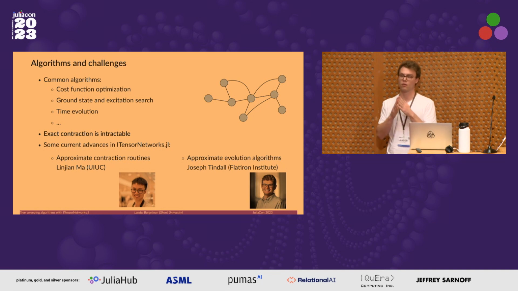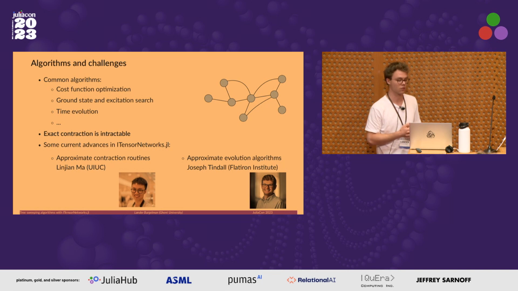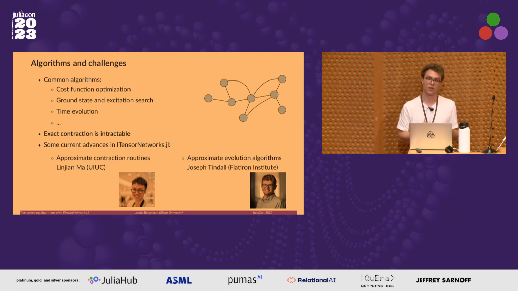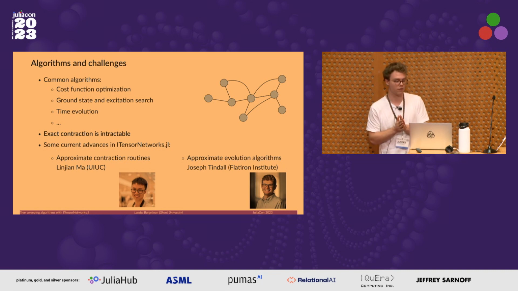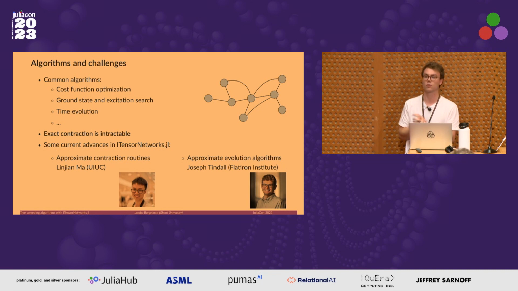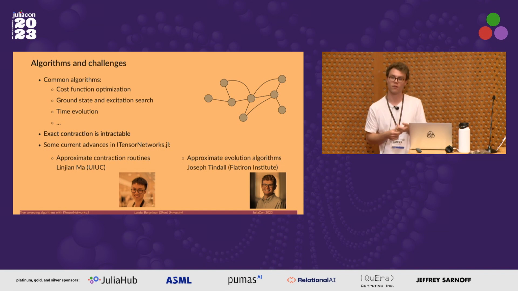If you have general network structures, you could basically use this to do whatever you want, such as optimize any cost function you could think of, but there are also more physics-inspired applications such as ground state searches and time evolution. When working with general networks, the immediate problem you run into is that you cannot contract these efficiently in general. So the main goal of any general network package should be to find ways around this. Within ITensorNetworks.jl, you have Linjian working on approximate contraction routines for general networks, and you have Joey working on approximate evolution algorithms, who are fighting the real fight.